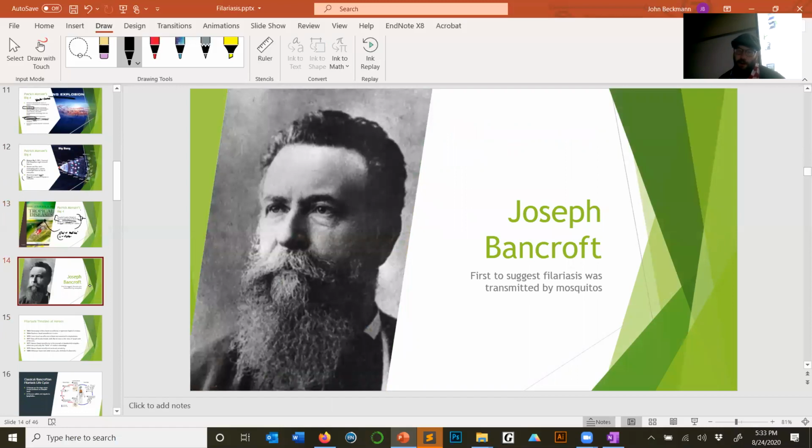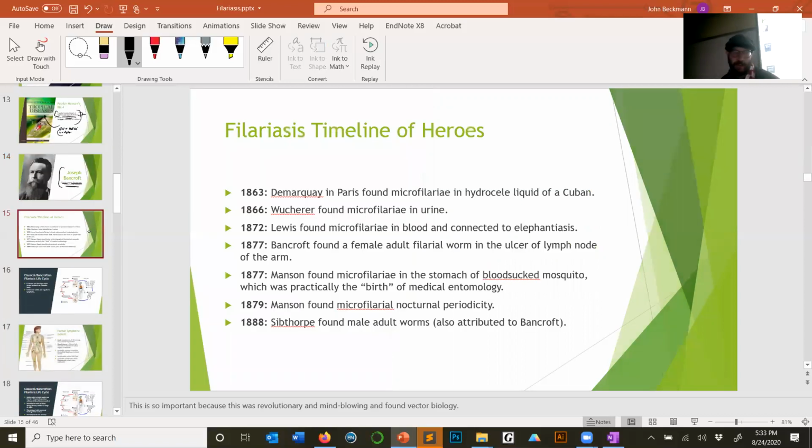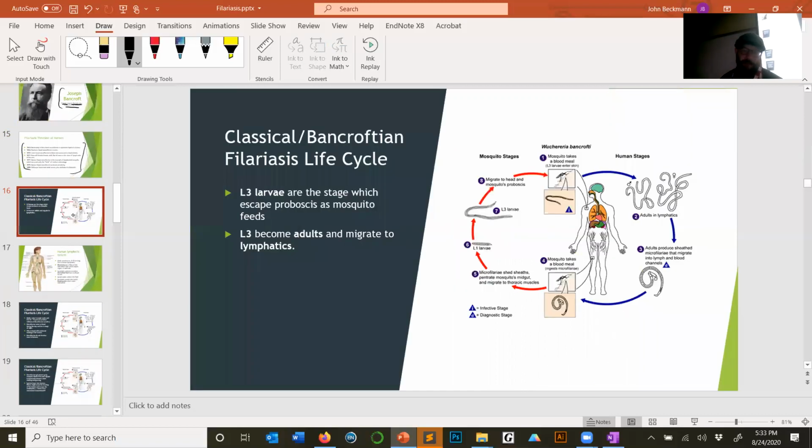Okay, let's talk more about Bancroft. Bancroft was the first person to actually suggest that filariasis was transmitted by mosquitoes, and that's because he saw the microfilaria in the proboscis. So I have just here a timeline. I've kind of talked about it, so I won't go through it. You guys can look at these slides if you want. Timeline of important things that happened. So that's the history of filariasis.